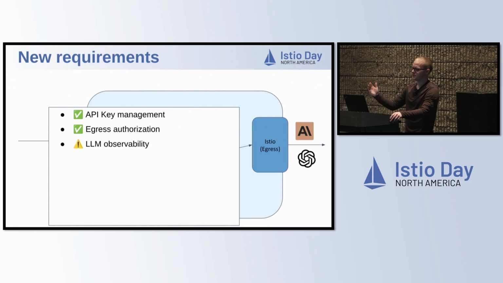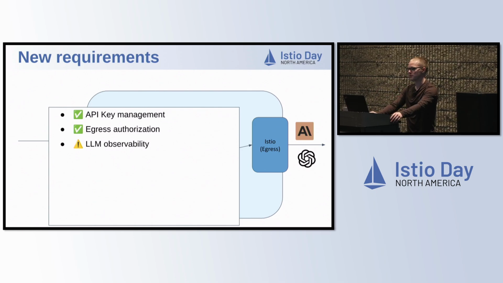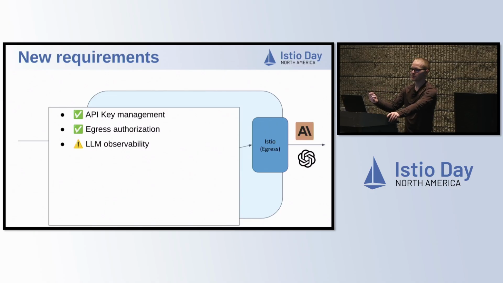On the observability side, we do have in Istio a lot of rich observability support in terms of logs, metrics, and tracing. It's not fully at the level, I think, for optimal LLM observability in terms of seeing the prompts and completions and things like that. So I think there's some room for improvement there.